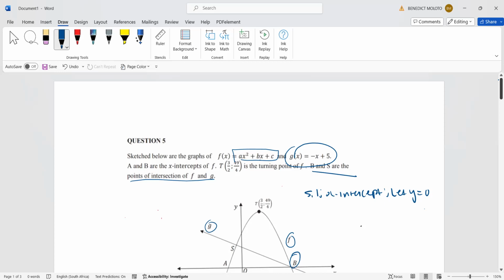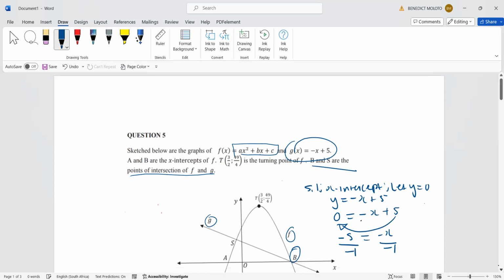So again, y is equal to negative x plus 5. At y, we substitute 0, which is equal to negative x plus 5. Then write this 5 on the other side. Because it is positive, it becomes negative. It becomes negative 5, which is equal to negative x. Then we divide by negative 1, and again negative 1.